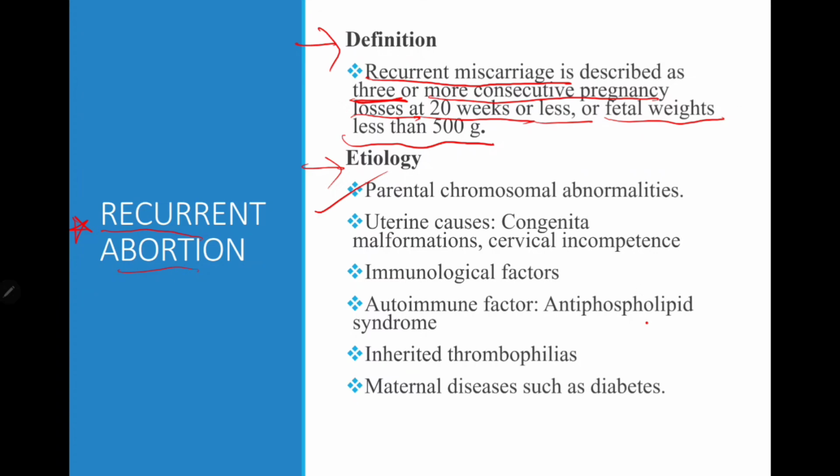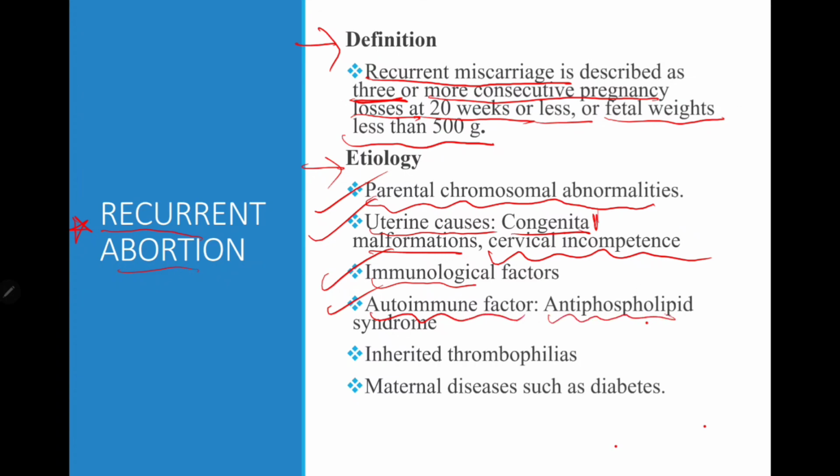So what is the etiology of recurrent abortion? First is parental chromosomal abnormalities. Remember, in the definition it's 3 or more consecutive pregnancy losses at 20 weeks or less, and the weight should be 500 grams or less. Second is uterine causes, like congenital malformations of the uterus as well as cervical incompetence. Then the third is immunological factors, then autoimmune factors, especially antiphospholipid syndrome, inherited thrombophilias, and maternal diseases such as diabetes.